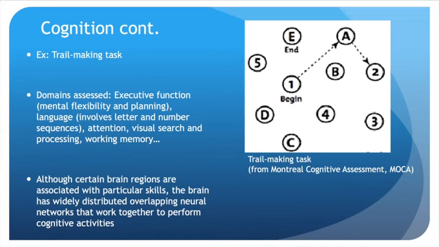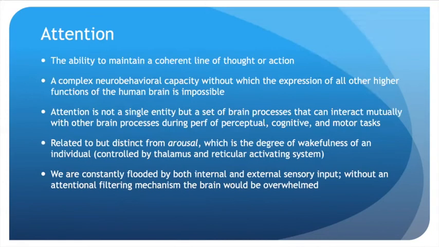And it is important to note that although certain brain regions are associated with particular skills, the brain has widely distributed overlapping neural networks that work together to perform cognitive tasks. So, attention. The ability to maintain a coherent line of thought or action. It's a general definition of attention. So it can be thought of as a complex neurobehavioral capacity without which the expression of all other higher functions of the human brain is impossible.